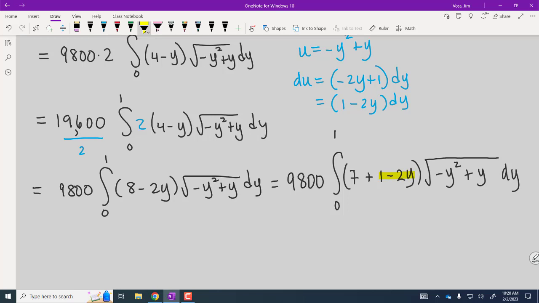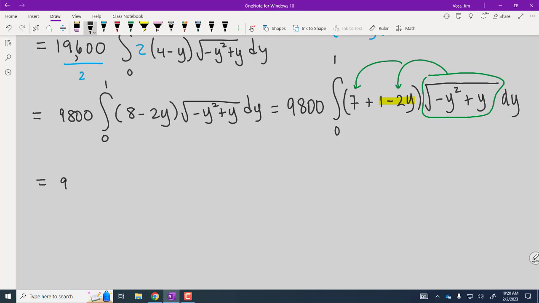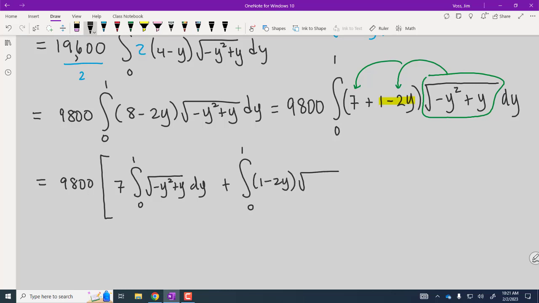So what we are going to do is now rewrite this single integral into two separate integrals. What we are going to do is distribute this integral, this square root. We're going to distribute it to this yellow and then over to the 7. All right, we can distribute. So let's see what happens. So we're going to distribute, getting 9800ths. That's way out in front. I'm going to put a big bracket here because we're going to have two integrals in here. We're going to have 7 multiplied by the integral from 0 to 1 of negative y squared plus y dy, plus the second integral from 0 to 1 is going to have a 1 minus 2y in front of the square root.